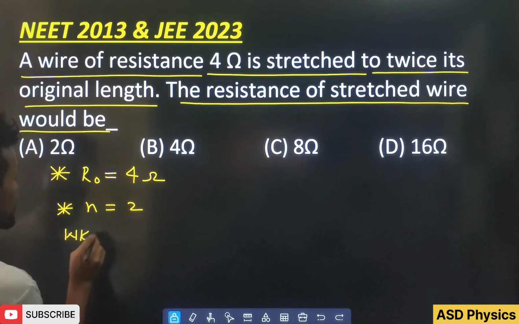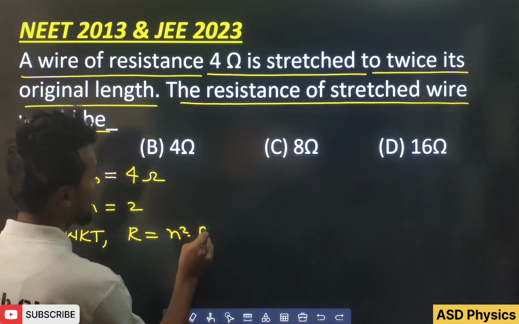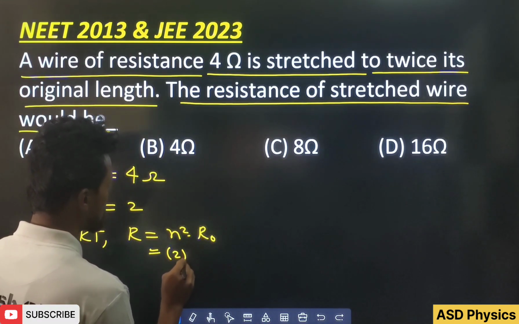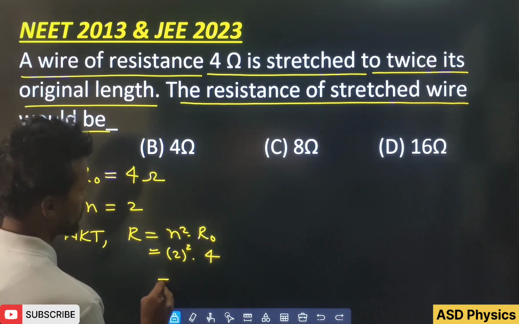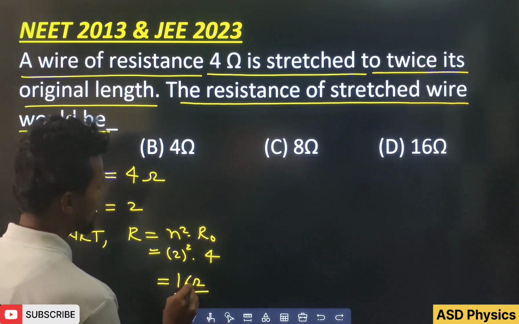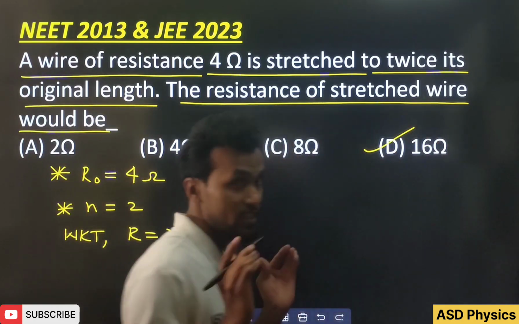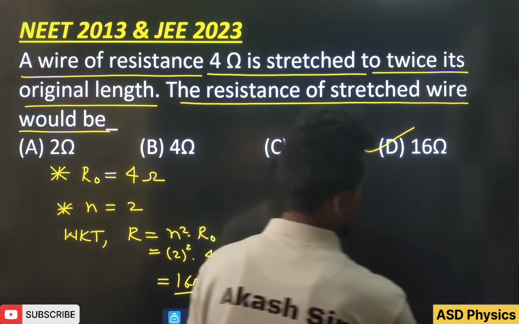Now we know the formula: R_n equal to n square R naught. N value is 2, that means 2 square, and R naught value is 4. So 4 into 4 is 16 ohm. The correct option is option D. Kindly see very well: this question came in 2013 and also in JEE 2023. The concept was the same, the same formula.